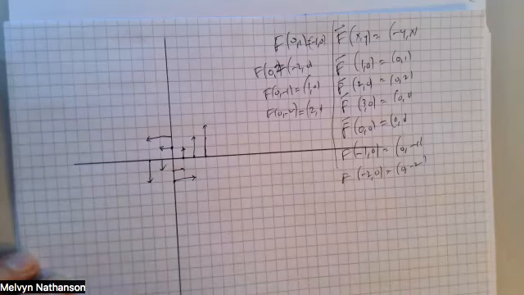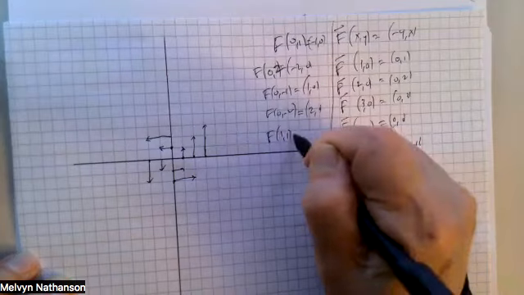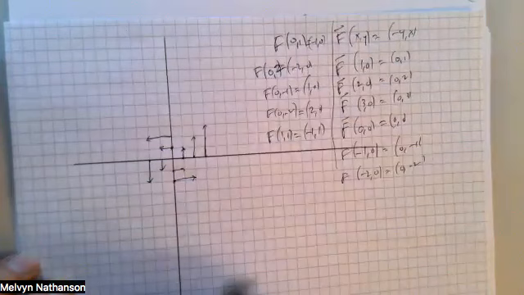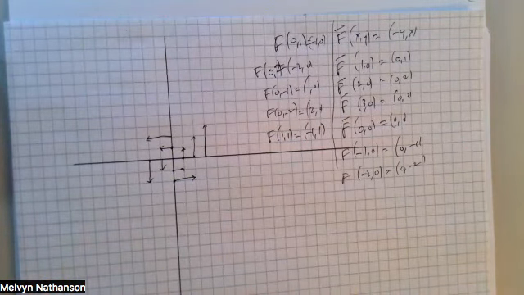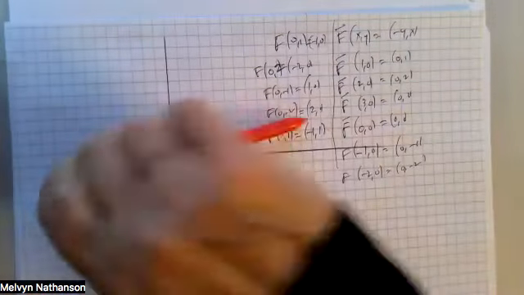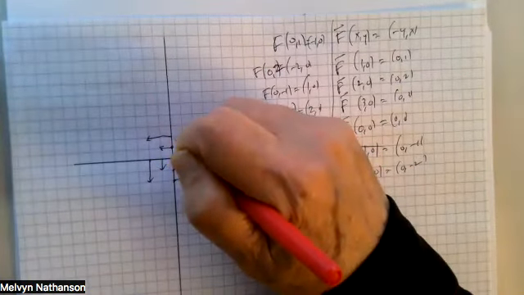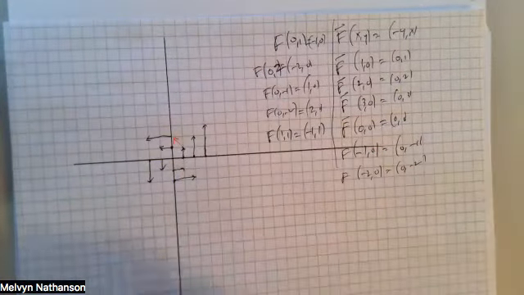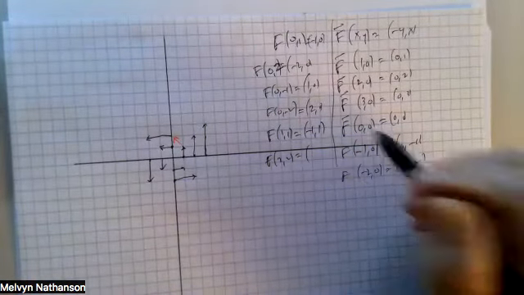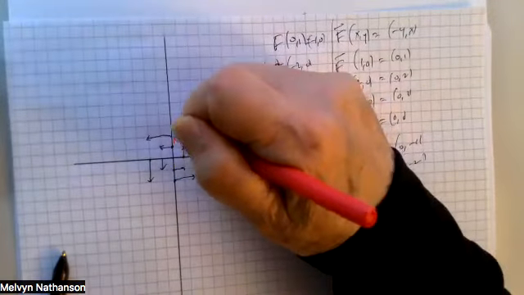Let's see, what about on the line y equals x? F of 1, 1 is minus 1, 1. Let me draw that in red to make it less confusing. So at the point 1, 1, that's right here, the vector is minus 1, 1. It's going up right there. F at 2, 2 is minus 2, 2. So it's going over 2 and up 2.